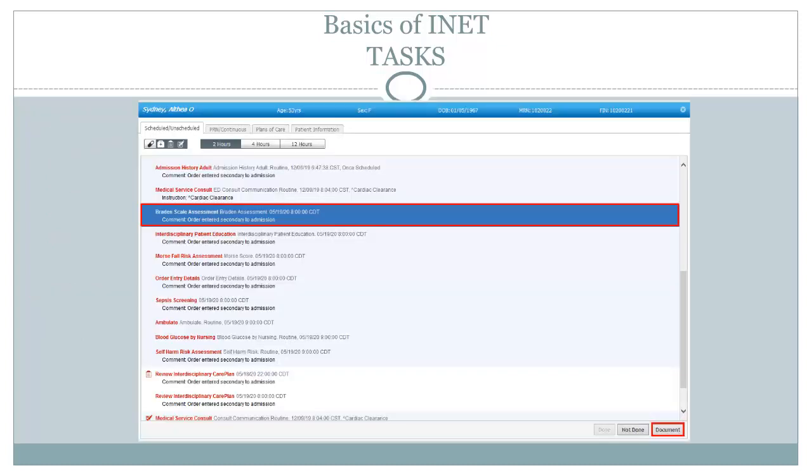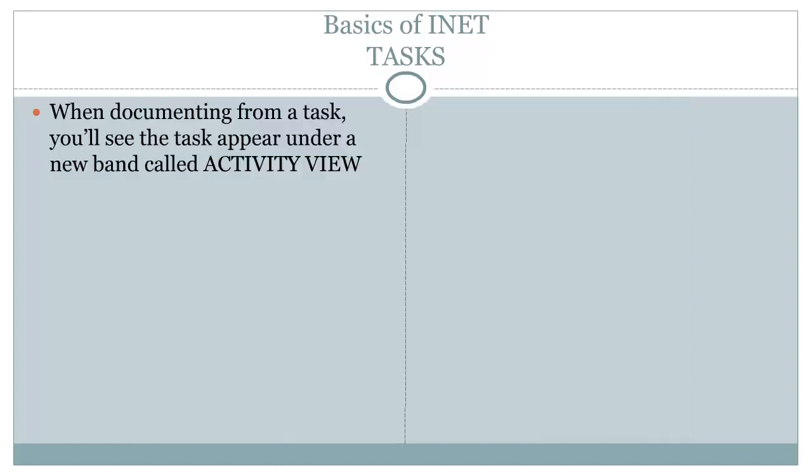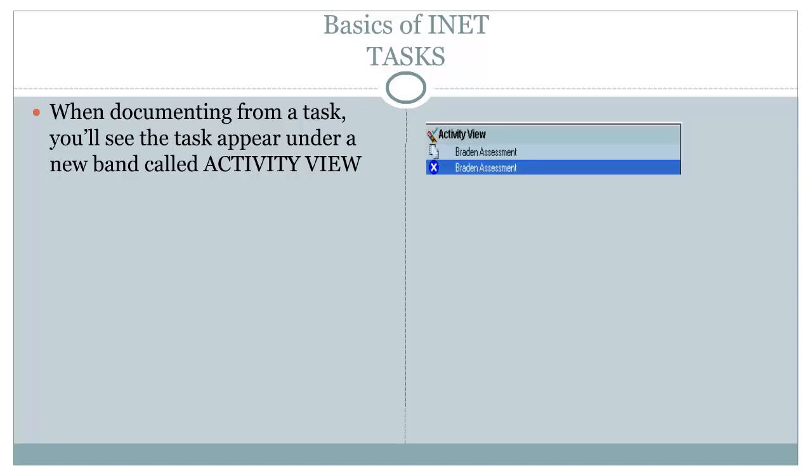We'll focus on how to document and complete the task on the ones directed to the INET flow sheet. From the Care Compass on one of our patients, I'm selecting Braden scale assessment. Once it's highlighted, I select document. When documenting from a task, you'll see the task appear under a new band in INET called Activity View. To the right, you see an example of that band, Activity View, and our task of Braden assessments below.